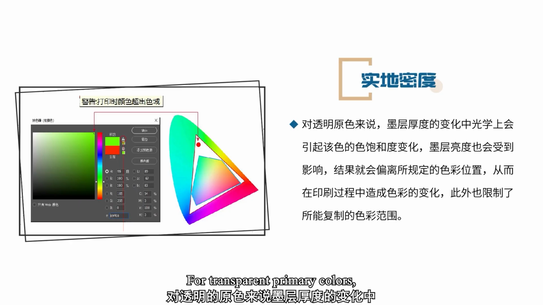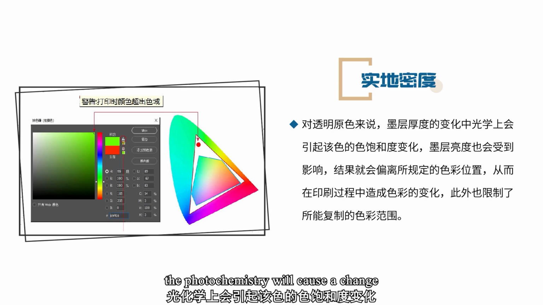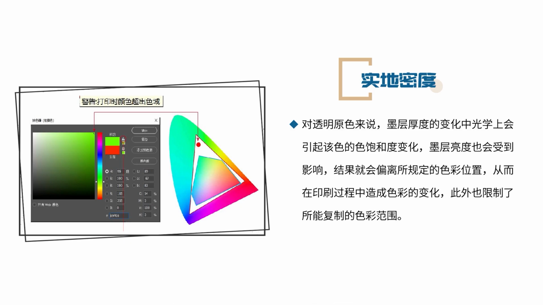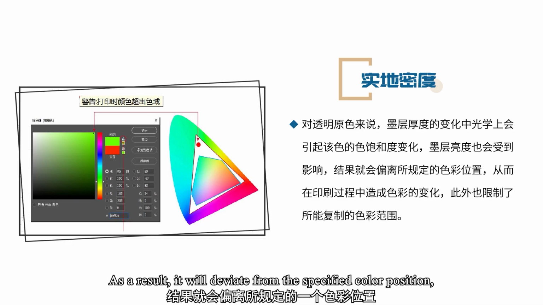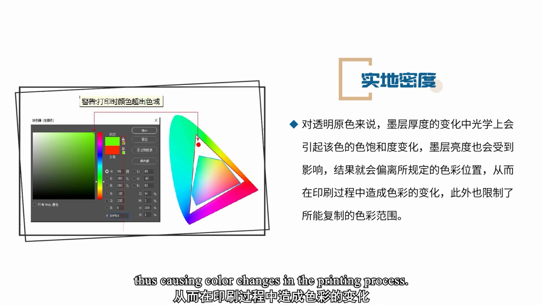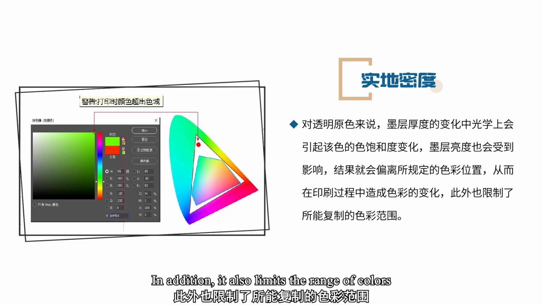For transparent primary colors, in the change of the ink film thickness, the photochemistry will cause a change in the color saturation of the color, and the brightness of the ink film will also be affected. As a result, it will deviate from the specified color position, thus causing color changes in the printing process. In addition, it also limits the range of colors that can be reproduced.